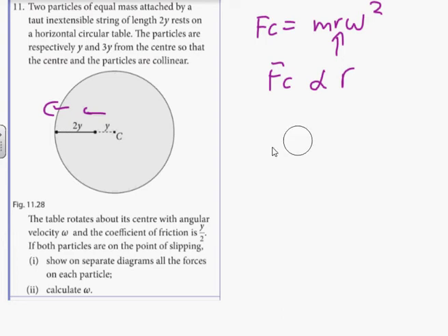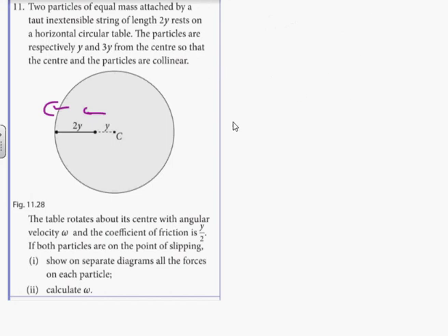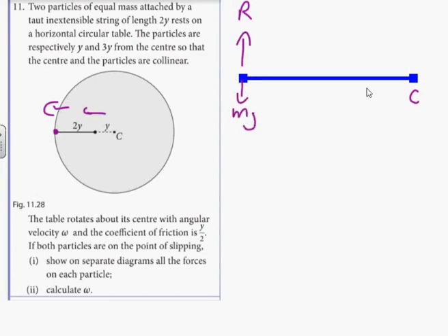Okay, so what we're going to do is start off with a linear diagram. So I'm just going to draw something like this. Center of the circle C. We'll call this the first particle here. So it has an R value because it's mg going directly down. Then we have another one that has mg directly down, with the R value up there.